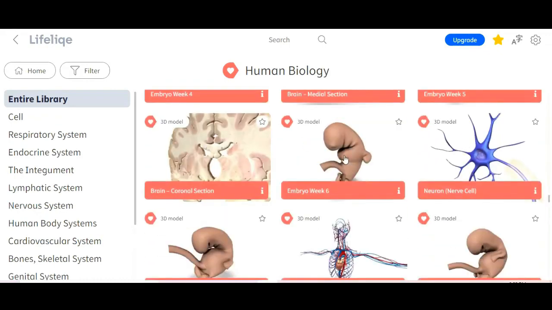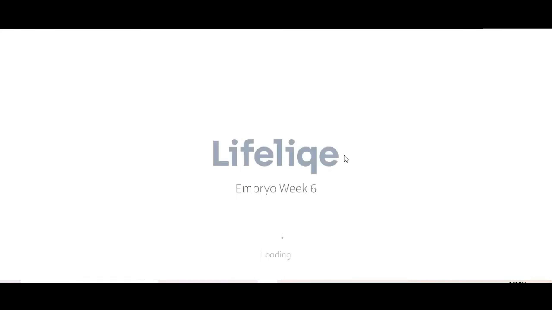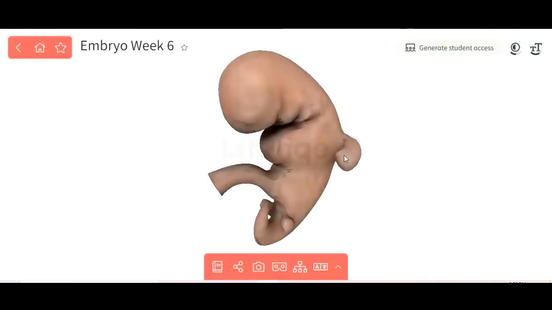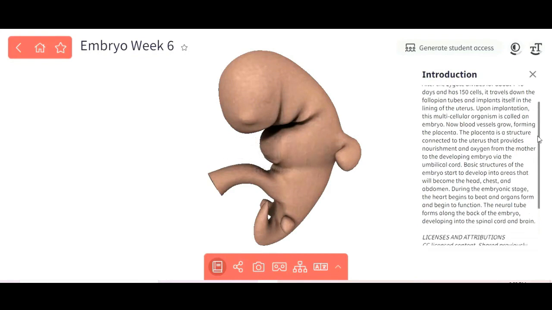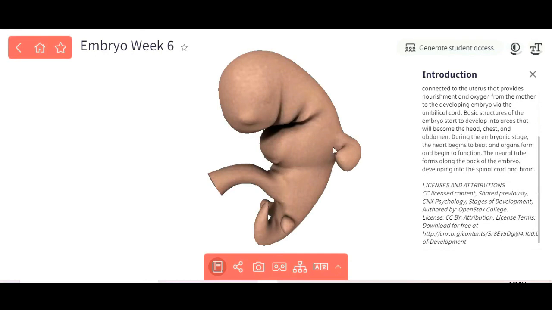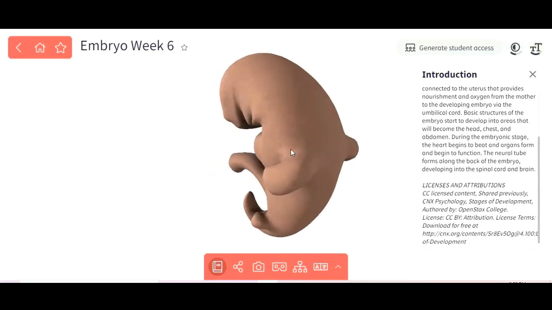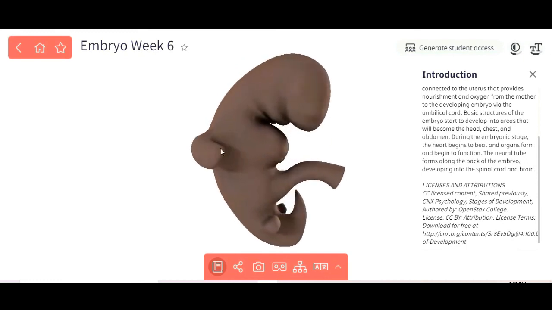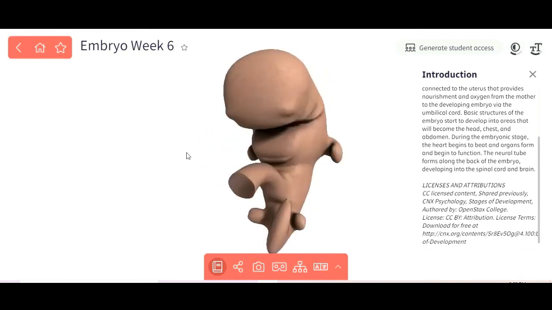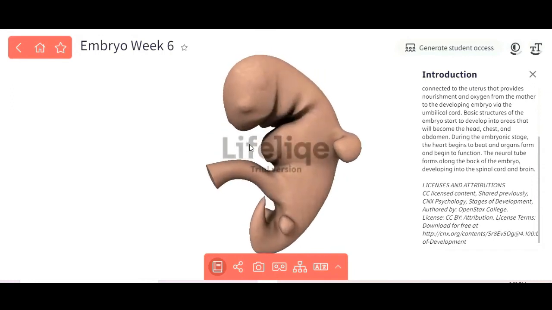So these are the pictures of embryo week 6. You can see the structure and animations of the embryo in week 6. We can see that this page is a little bit the same as the last page that I have told you. And during the embryonic stage, the heart begins to beat and organs form and begin to function. The neural tube also forms along the back of the embryo, developing into the spinal cord and brain.